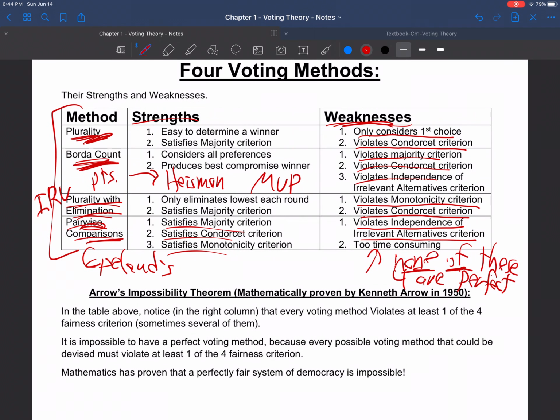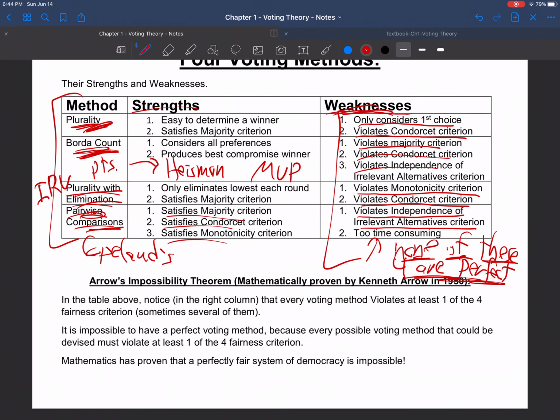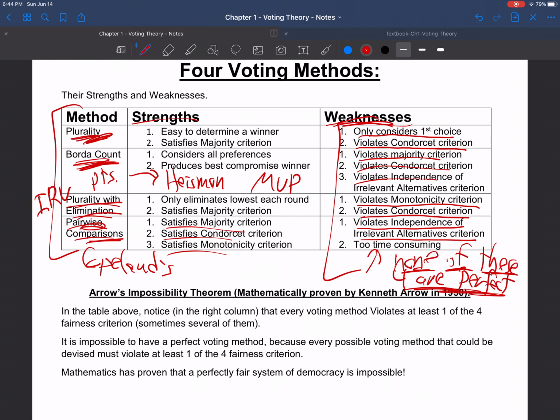Anyway, that leads us to this question. If none of these 4 methods are perfect, they all violate one of the fairness ideas, which you'll learn more about in the homework, well then, is some other method out there perfect? And the sad answer is no.